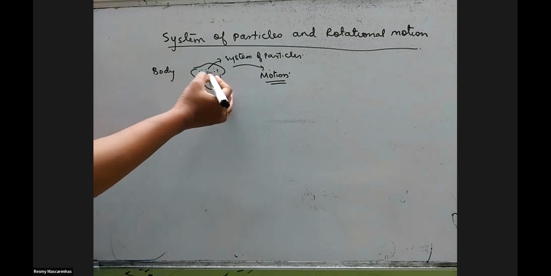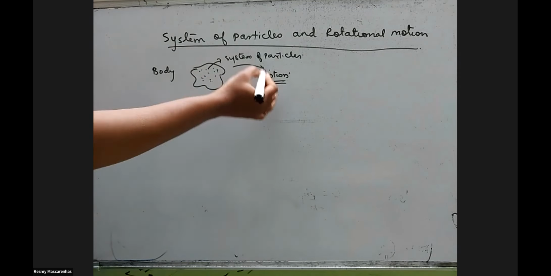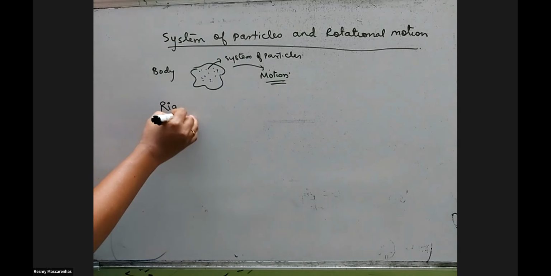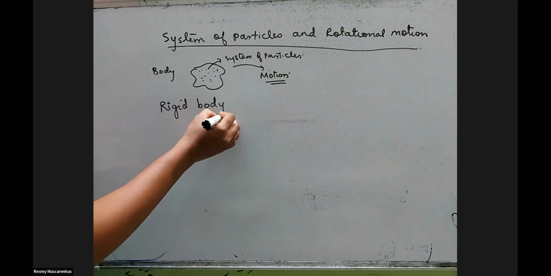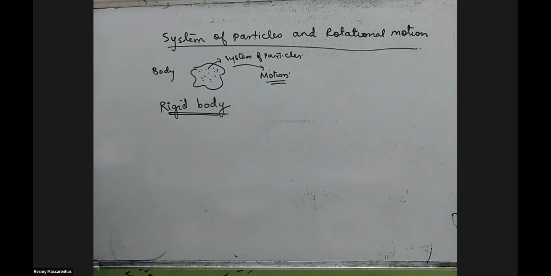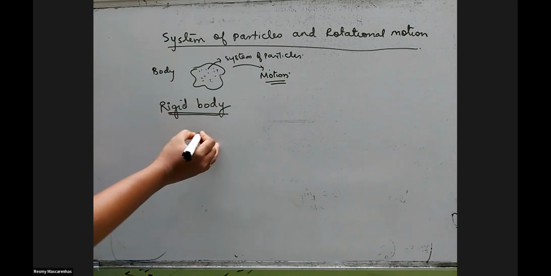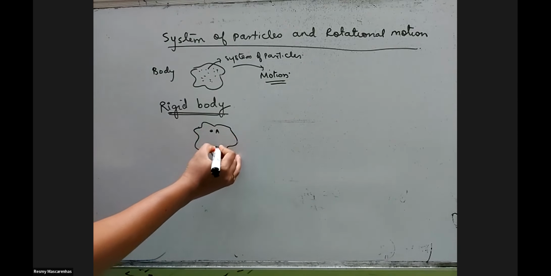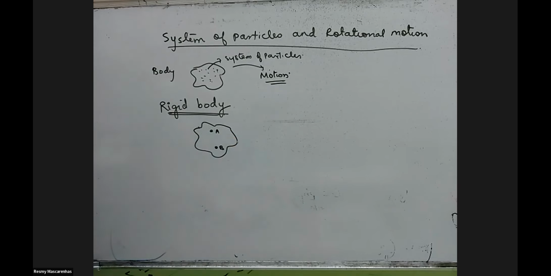So whenever I say this body is in motion, it means the system of all these particles is in motion. So we have to know what is something called a rigid body. A rigid body is something. Suppose I take the same example. I take randomly two particles, suppose particle A and particle B.